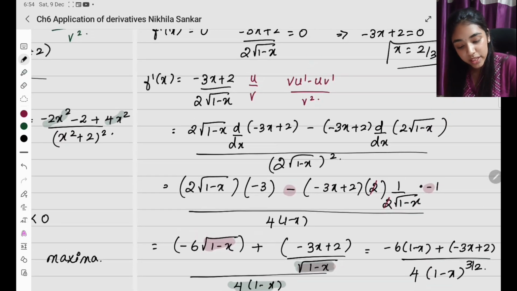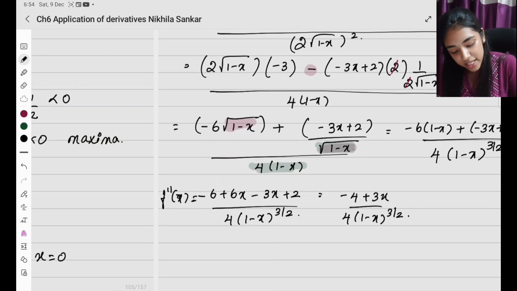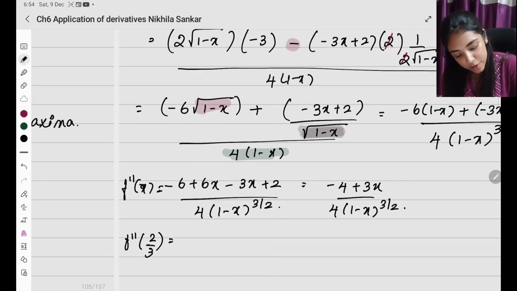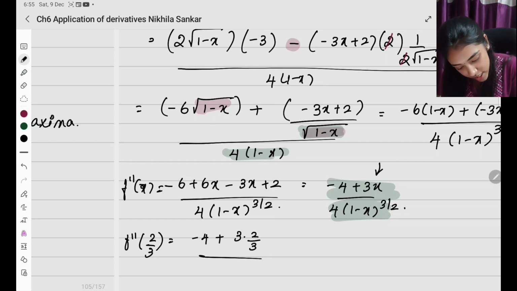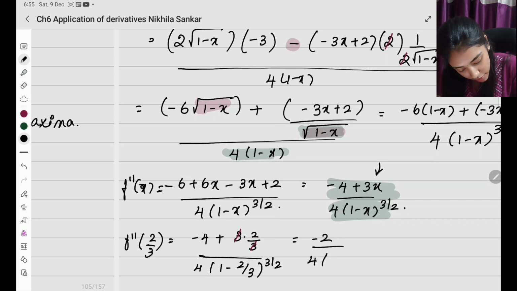Now I need to substitute my critical point. What is my critical point from here? It is going to be 2 divided by 3. If we substitute it, we will know the maximum or minimum. So when I substitute f double dash of 2 divided by 3 in this equation highlighted in green, I have (-4 plus 3 times 2 by 3) the whole divided by 4 into (1 - x), which is going to be 2 by 3, the whole power 3 divided by 2. So in the numerator, -4 plus 2 is going to be -2 divided by 4. In the denominator, inside the square root, I have 3 minus 2, which is 1 by 3, to the power 3 divided by 2.